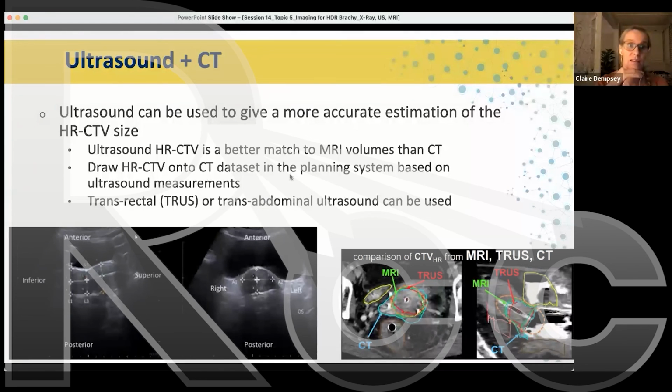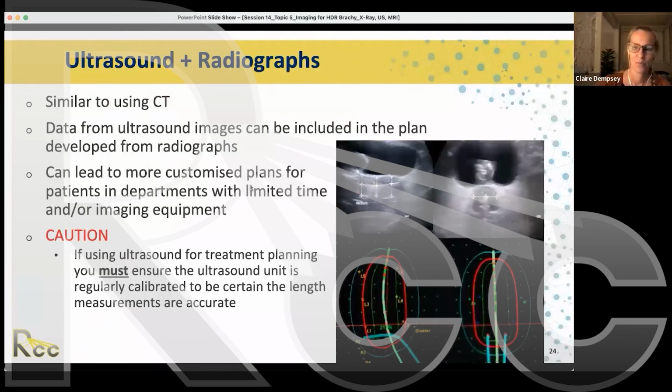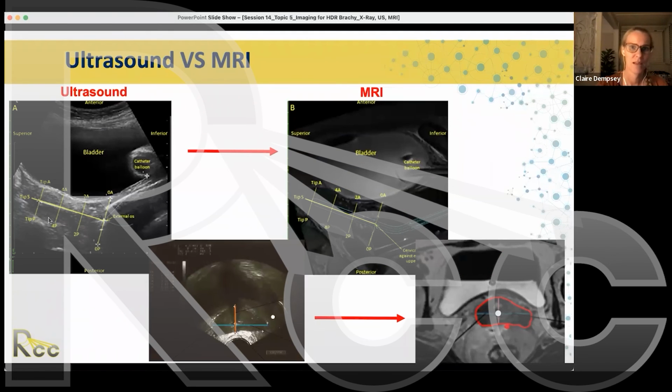So I think, for you guys that are doing brachytherapy, if you have an ultrasound unit, I think it's a really valuable and powerful tool to use for brachytherapy. So it hasn't got the credit it deserves in previous years. So this is just another example of ultrasound images compared to an MRI. So you can see the ultrasound image here.